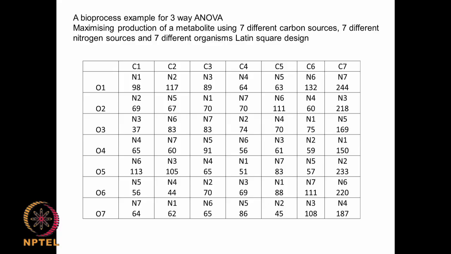So, look at this problem. This has got 3 different parameters, or we call it independent variables, or we will call it groups. Imagine I am doing a bioprocess experiment. Okay, this is a 3-way ANOVA. I want to maximize the production of a metabolite. The 3 main effects are carbon, nitrogen and organism.